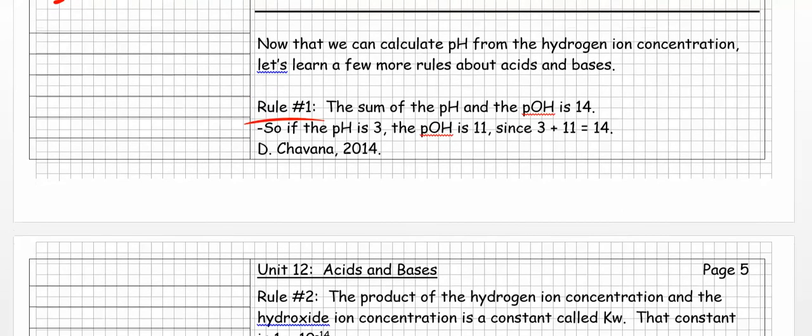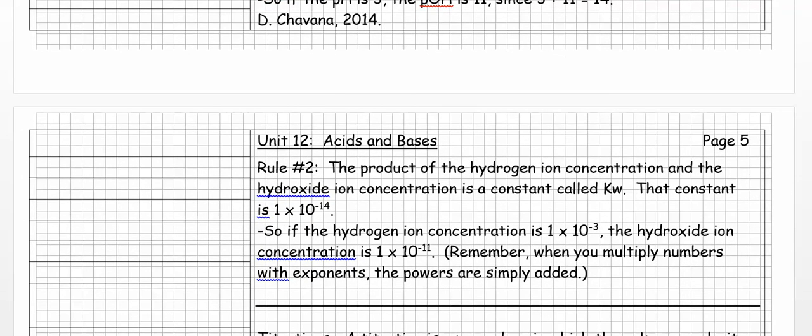Rule number 2. And this really comes from rule number 1, mathematically. The product of the hydrogen ion concentration and the hydroxide ion concentration is a constant called Kw. And that constant is 1 times 10 to the negative 14. That's the number. 1 times 10 to the minus 14 is the constant. So if you multiply the hydrogen ion concentration times the hydroxide ion concentration, you're always going to get the same thing: 1 times 10 to the negative 14.